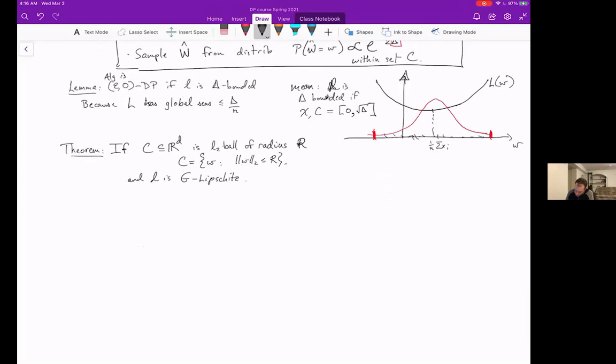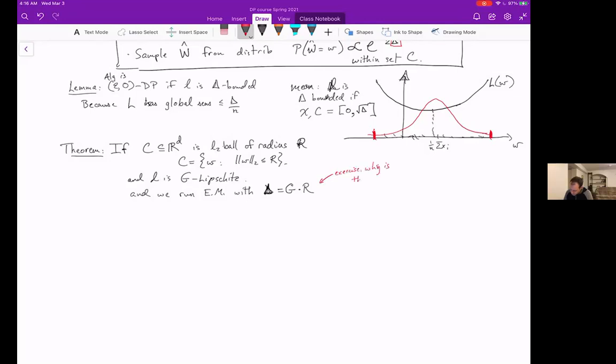And we run the exponential mechanism with boundedness delta equals G times R. And it turns out that's okay. You can argue that any G-Lipschitz function on a ball of radius R is in fact delta bounded in the way we need for the privacy proof. So I'll leave it as an exercise to think about why that's okay.